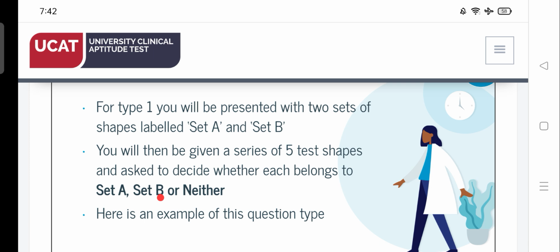Okay, as I told you, in the form of a question they will give you sets of shapes as set A and set B. Then they give you 5 shapes in the form of answers, and then they will ask which shape belongs to which set, set A, set B, or neither. So here is an example of this question type.